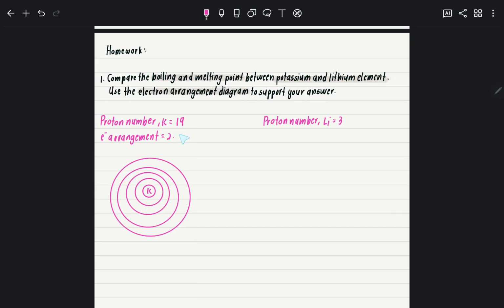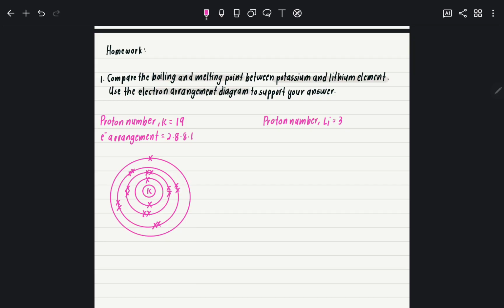In the second shell, we can put 8 only. The third shell can also take 8 and another one. So add everything: 2 plus 8 is 10, 18 and 19. Correct. Then draw here: 1, 2; 1, 2, 3, 4, 5, 6, 7, 8. Same also, 1, 2, 3, 4, 5, 6, 7, 8. And here is the remaining one.